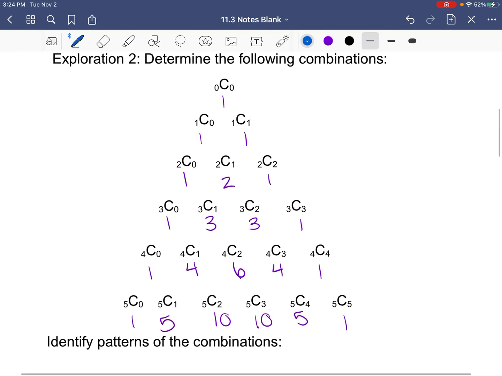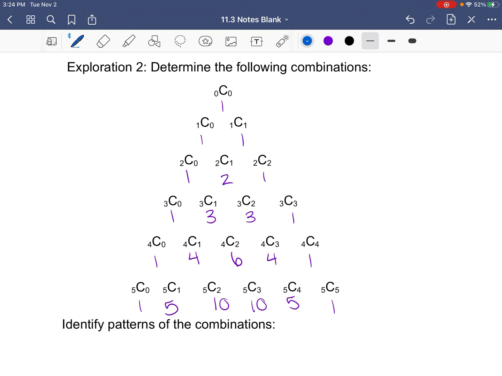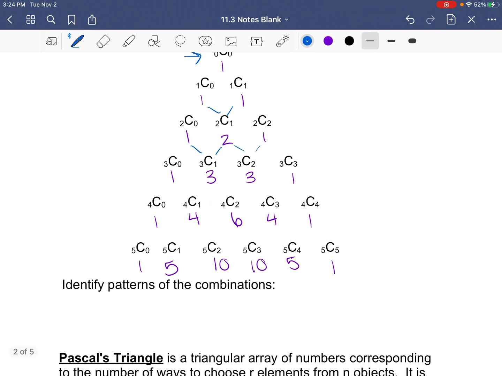Well, the pattern is we start off with a 1. The next row, we have two 1s. Then 1 plus 1 gives us 2, with 1s for our ends. 1 plus 2 gives us 3, 2 plus 1 gives us 3, 1s on the ends. 1 plus 3 gives us 4, 3 plus 3 gives us 6, 3 plus 1 gives us 4.